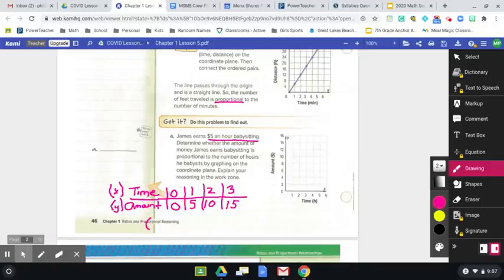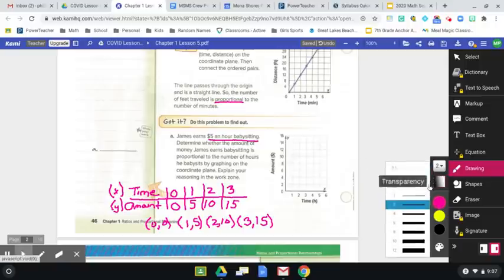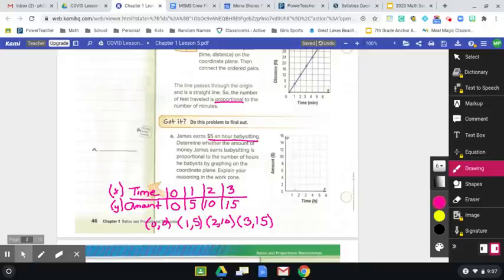Okay, so your first set of coordinate points is 0, 0. The next set of coordinate points, remember you go x and then y, so 1, 5. The next set is 2 and 10, and then 3 and 15. So here's all my coordinate points that I'm now going to come over to the graph and plot. So let's see if I can make this work and make it look like it makes sense on the graph.